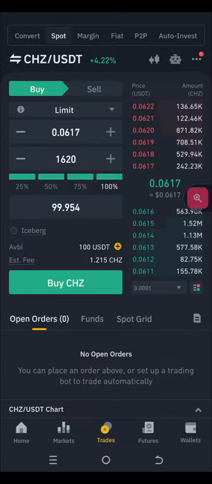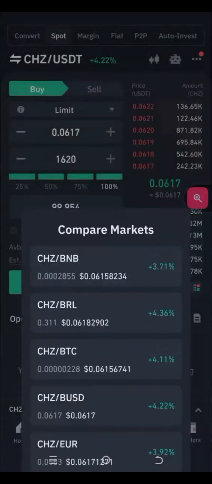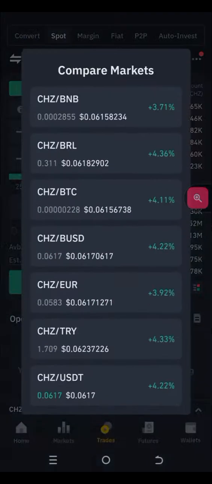The same thing applies whatever coin you're looking at: always look at compare markets. I'm using this to let you know that when you're asking which market you should trade on, you have to look at these differentials.